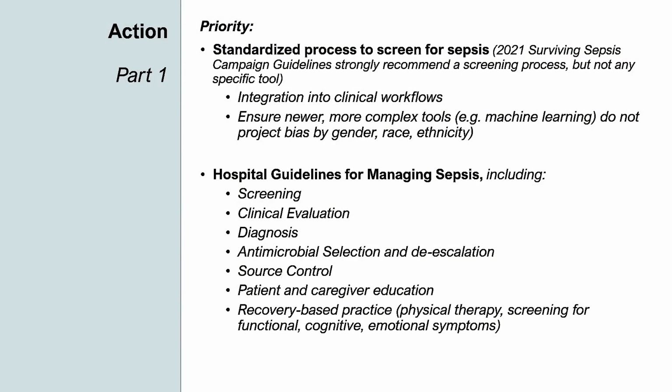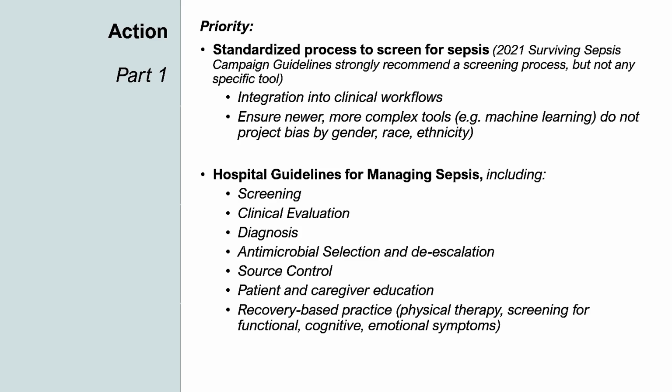And we know that this is not going to be a one-size-fits-all. The process at your hospital is going to depend on things like the size of your hospital, the type of patients in your hospital, the resources available. But one thing that's important for all hospitals is to ensure that this process is well integrated into the existing clinical workflow to make sure that this happens consistently for every patient. The second thing we point out in this example is that it's important to consider for newer tools, such as machine learning tools, to not project bias by gender, race, or ethnicity in the rollout of these algorithms.